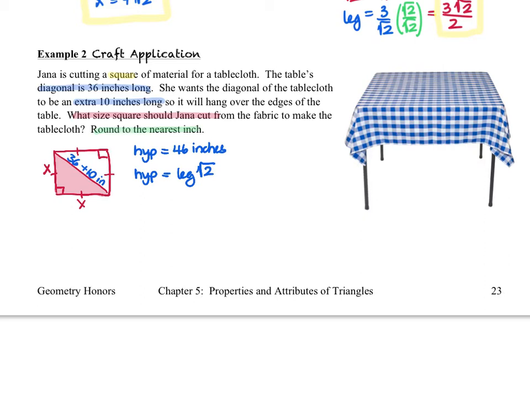So we've set it up. Let's plug in the 46 that we know about. Remember, the leg we'll call x. That's what we're solving for. At this point, we know we need to divide both sides by the square root of 2. Now, just a reminder, this is a real-world example, so this is something we're going to put into our calculator because we want to be able to round to the nearest inch. So we put 46 divided by the square root of 2 into our calculator, and we get, to the nearest inch, that our tablecloth needs to be made of a square 33 inches on each side.